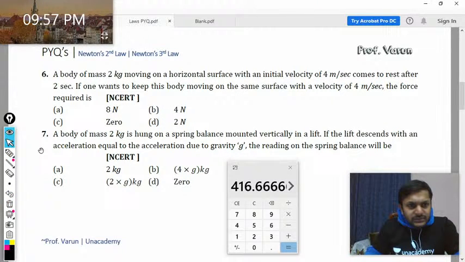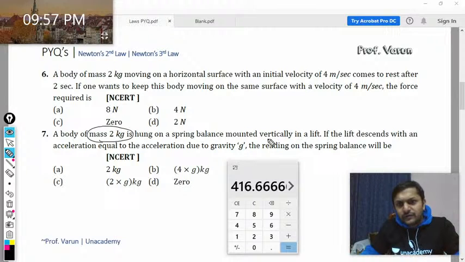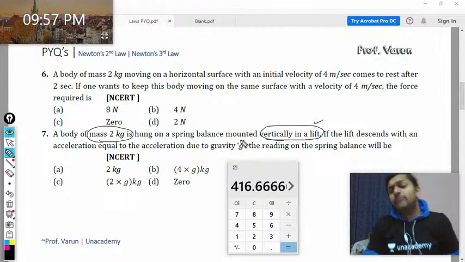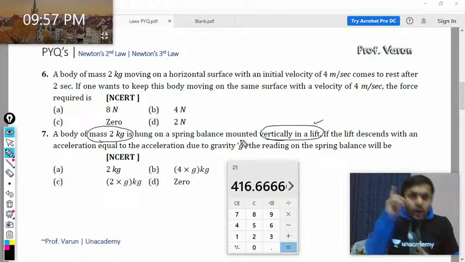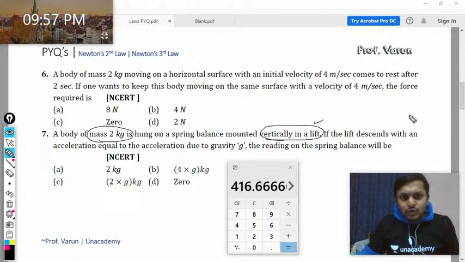Question number 7. A body of mass 2 kg is hung on a spring balance mounted vertically in a lift. Well, these lift problems are very popular. My dear students, I am going to tell you a method in which you are supposed to attempt these questions. Always remember that. A body of mass 2 kg is hung from a spring.